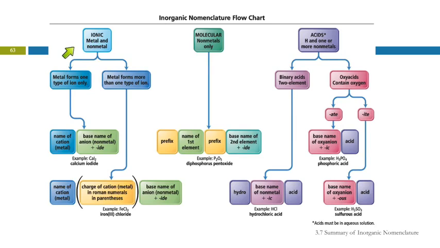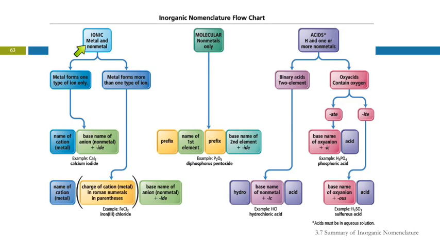We've got 3 different kinds of things here. We've got ionic compounds, we've got molecular compounds, we've got acids. And here is a very brief description of how we identify what those are. The first step in naming or writing a formula is figuring out what kind of a compound this is.